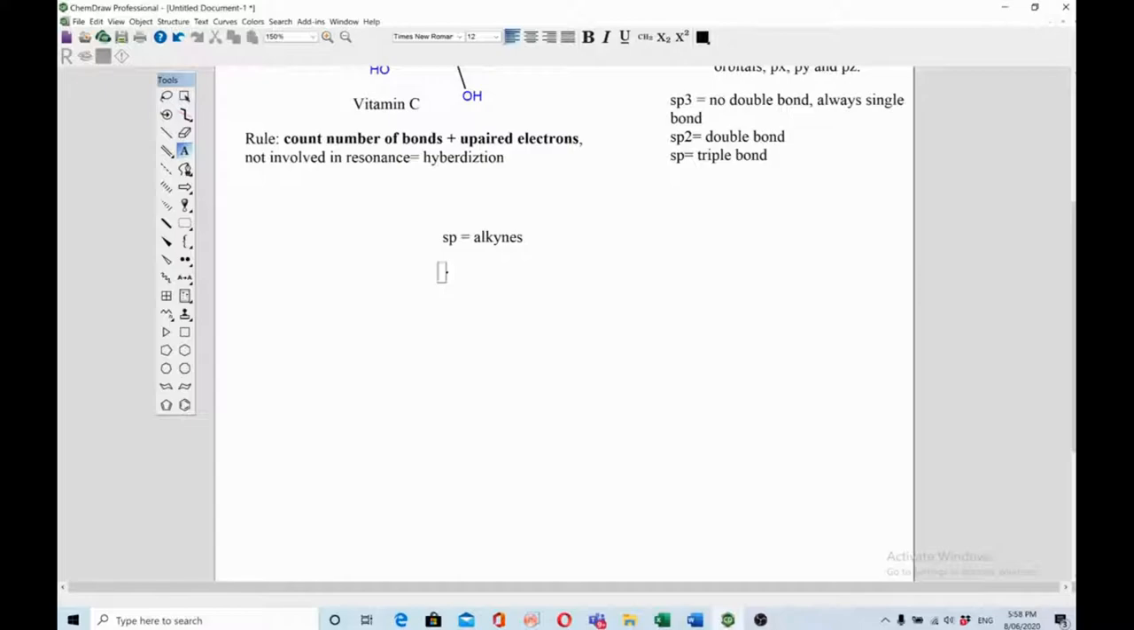Alkynes have sp hybridization, that's it. What I mean by this is, alkynes are organic compounds which contain a triple bond, and the first, simplest member of the alkyne family is acetylene.